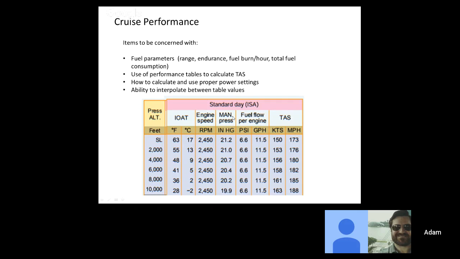So on a standard day, do you guys happen to remember what standard atmosphere is? 29.92, 59 degrees, mean sea level. Yeah, and this is strange, right? Because this says 63 and 17. Interesting. Wow. Didn't notice that. That's interesting.